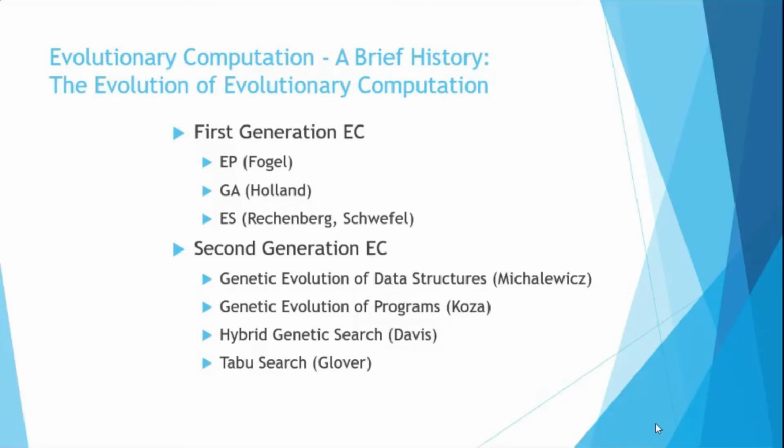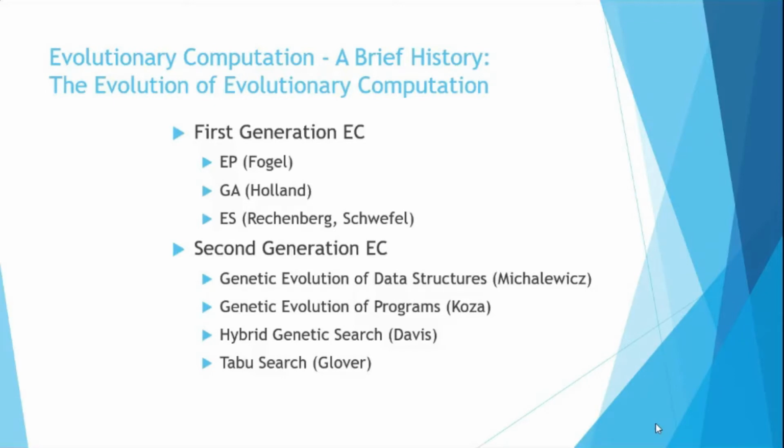The first generation is evolutionary programming by Fogel, genetic algorithm by Holland, and evolution strategies by Rechenberg and Schwefel. These were problem-specific strategies. For a specific problem, a specific strategy was developed. For another problem, you have to develop another strategy. So that sort of thing happened.